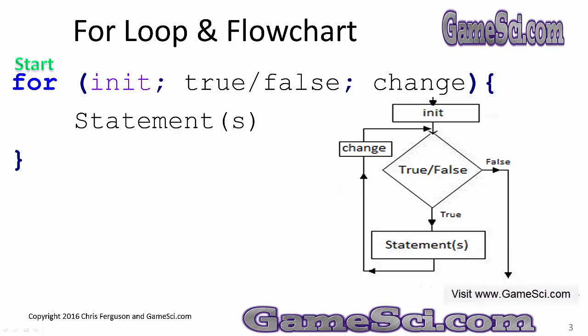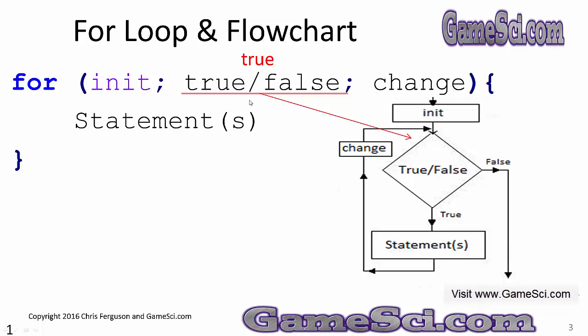Let's trace out this code and see what happens. The first thing that's going to happen is we're going to initialize our iteration variable. Notice how this initialization happens before the loop starts. This line of code executes one time only before the loop starts. Then we have our familiar true-false statement. If the statement is true, we will enter and execute the code in the loop.